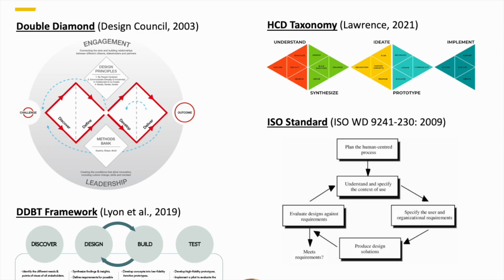So in the top left is the double diamond. This is one of the most widely known and widely disseminated design frameworks. Top right here is the human-centered design taxonomy that I utilized when I was at a previous design center. We have the ISO standard for human-centered design, and then the DDBT framework. And the value of having a human-centered design framework is to guide thinking, to choose what works, and to adapt when necessary. There are underlying similarities to many of these human-centered design frameworks. You'll see that in a few slides when I discuss what the principles of human-centered design are.